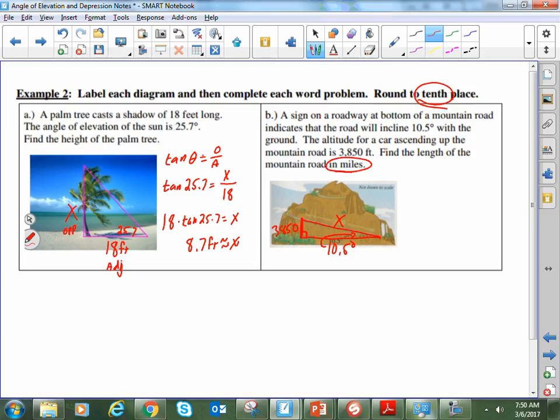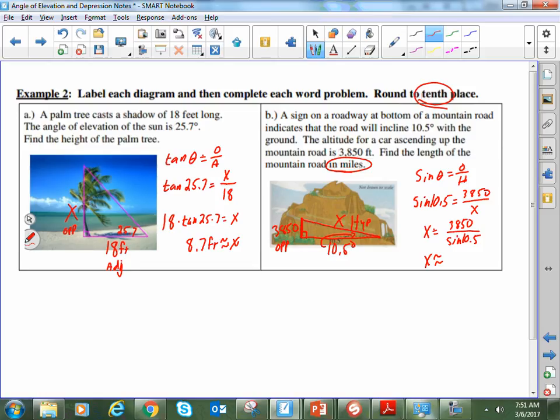Okay, so now looking at the angle, the side, the 3850, this is the side opposite of the angle. The part that we're looking for is my hypotenuse. Opposite and hypotenuse tell me to use sine. So we have sine of theta is equal to opposite over hypotenuse. So we're going to say sine of 10.5 is equal to the opposite side, 3850 over the hypotenuse, which I called x. So that means x is going to equal 3850 divided by the sine of 10.5.